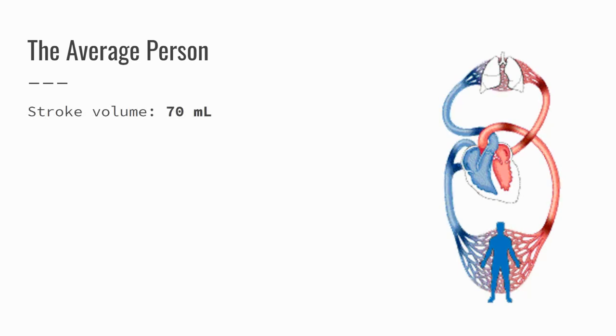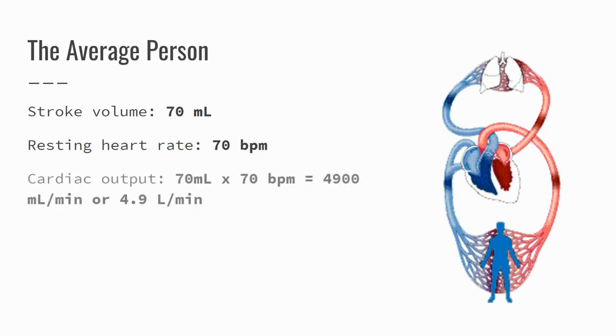Let's talk about the average person. The average person has a stroke volume of approximately 70 milliliters. Their resting heart rate is somewhere around 70 beats per minute. Therefore, if I were to take 70 times 70, I get 4,900 milliliters per minute, or if I convert it down, 4.9 liters per minute. That's their cardiac output because I put the two together in the formula.